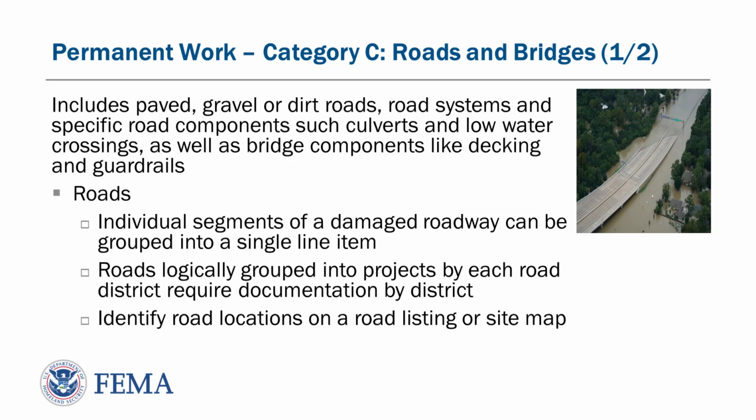Regarding roads, individual road segments should not be listed as separate items. Generally, road damage should be logically grouped based on the applicant source documentation, geographic area, districts, or zones. Applicants must identify road locations on a list or on a map. A description of county-wide roads without supporting documentation, like a list of GPS locations or a location map, will not be sufficient.